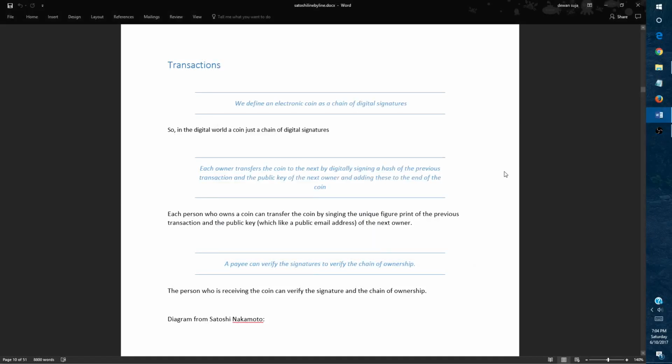Okay, transactions. We define an electronic coin as a chain of digital signatures. So what he's saying is, in the digital world, a coin is just a chain of digital signatures. That's how we define it, right? That's how we make it in the digital world.